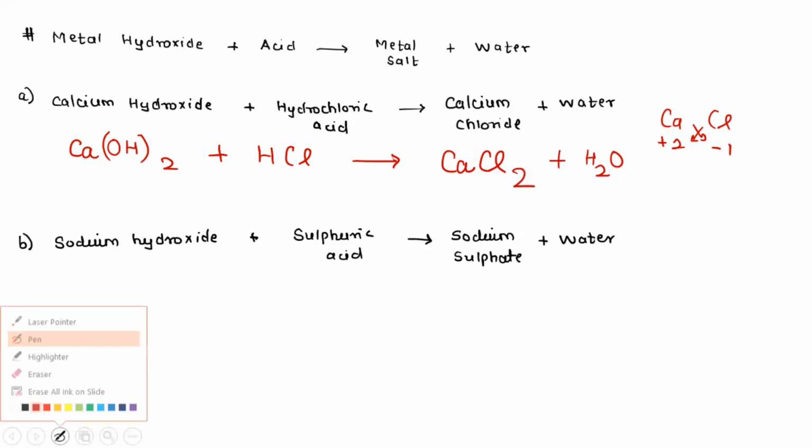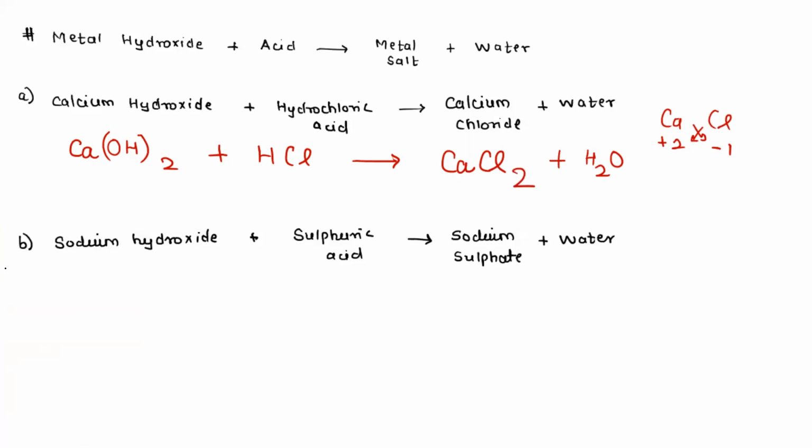And balancing will be: Ca is already balanced, so balancing for calcium is not required. So over here we'll put 2 HCl because there are 2 chlorine. And in total there are 2 plus 2, 4 hydrogen. So we'll put 2 over here. So it will be CaCl2 plus 2H2O because there are total 4 hydrogens on left hand side. So this also becomes 4 hydrogen and 2 oxygen on left and right side equally.